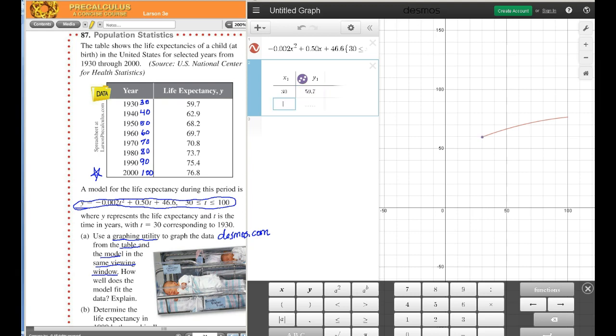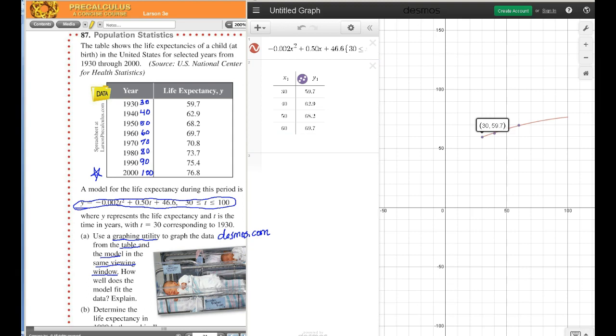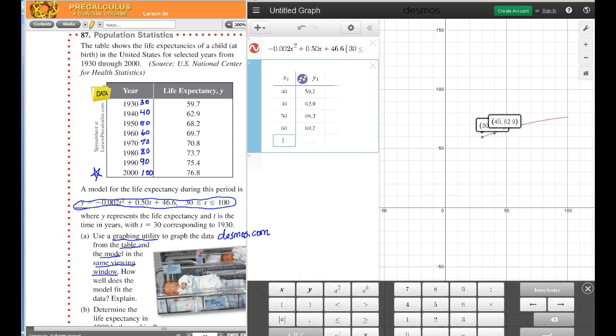Oh, look at that dot. It landed right on my model that was already placed. My 40 and 62.9. Again, I'm right on the dot. So far, my data seems to be matching my model. 50 and 68.2. Well, that one didn't quite fall on the model, but that's okay. They're not all going to be exact. 60 and 69.7. Again, I'm back on the model. See how my little dots are showing up on the model here? They're all just showing up right there.